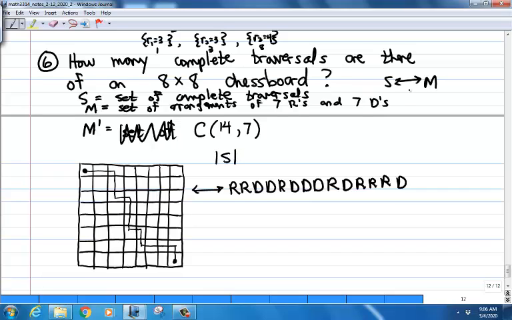So M prime and M are models for one another, right? Okay. So working backwards, I know that the cardinality of S is the same as the cardinality of M prime, but I know what this is, right? What's this? 14 factorial over what? 7 factorial, 7 factorial, right? Okay. Yay.